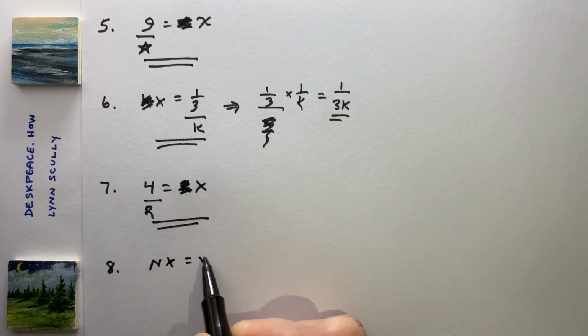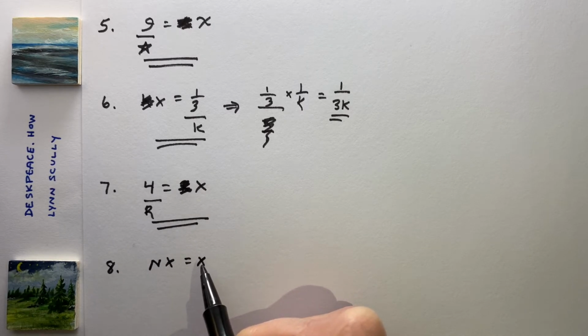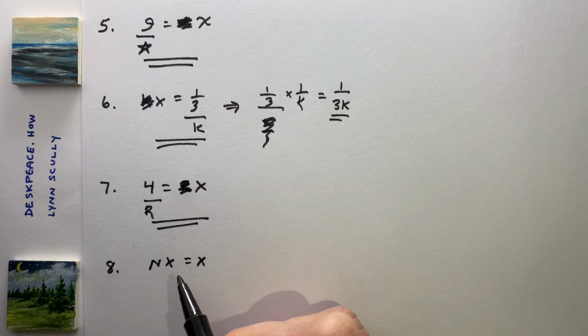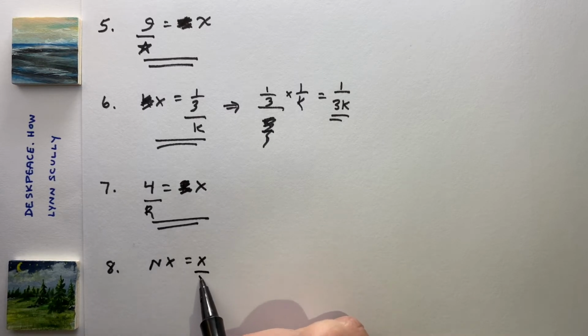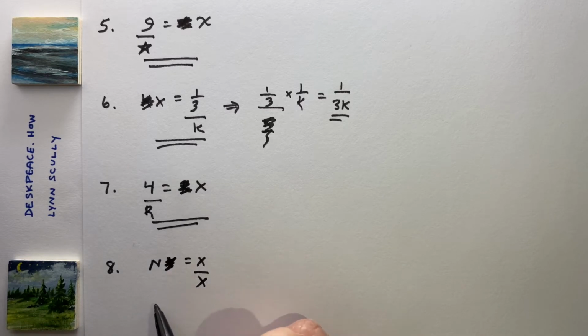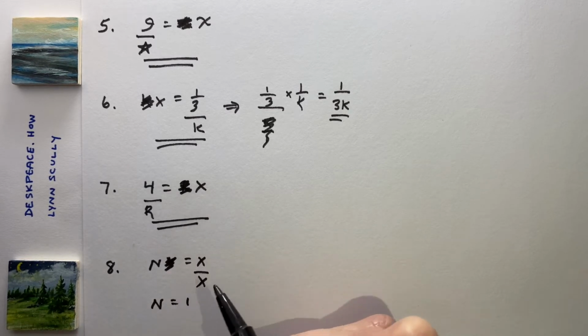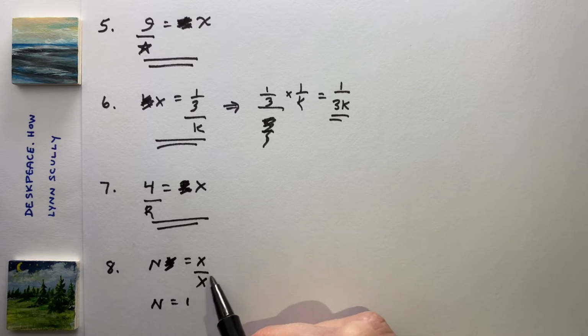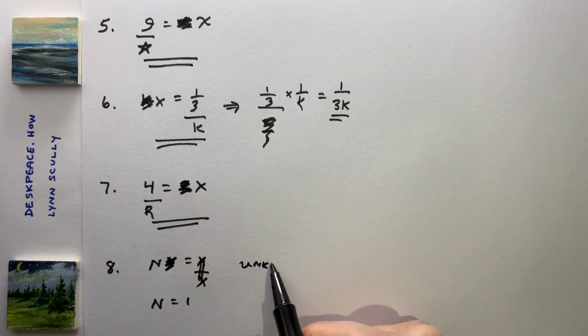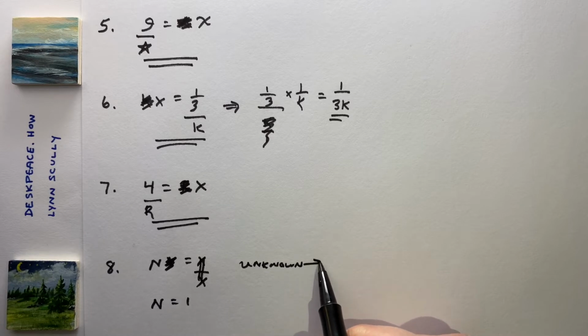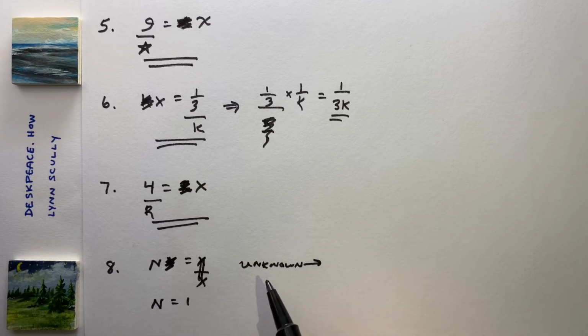Number 8, nx equals x. My unknown shows up more than once. This is not the easiest, but we're going to divide by x because I don't know what else to do in this case. I have n equals 1. Now, usually, because the x over x is 1, when our unknown goes away, we have to check if we have a true statement or a false statement.